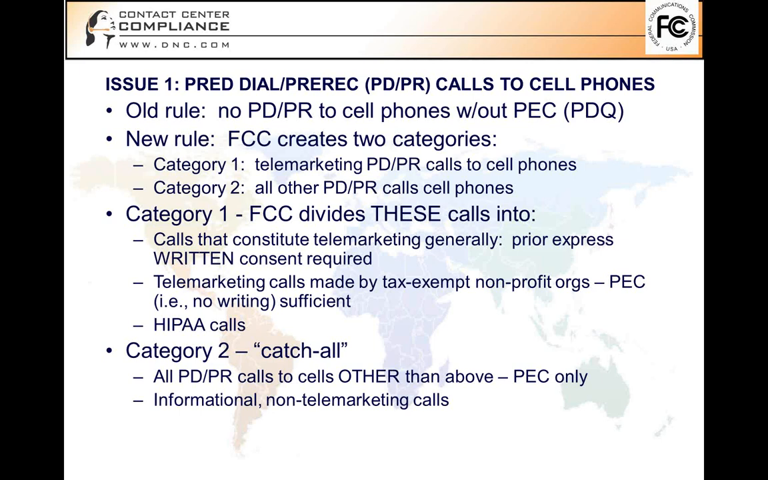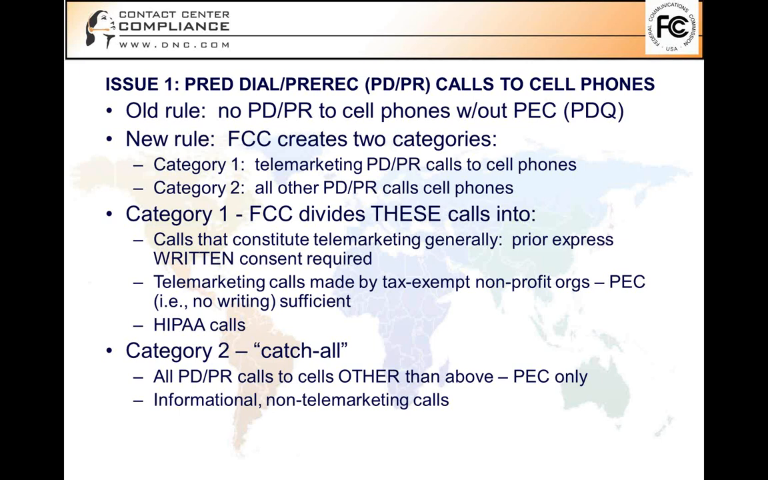The FCC divides Category 1 into 3 subcategories. Calls that constitute telemarketing generally, and this is what most people on this call are concerned about. We need to get prior express written consent. So if you're making telemarketing phone calls and you are calling cell phones and you're using a predictive dialer, you need to get prior express written consent. And the same thing applies if you are sending off pre-recorded messages, but that's really no surprise.